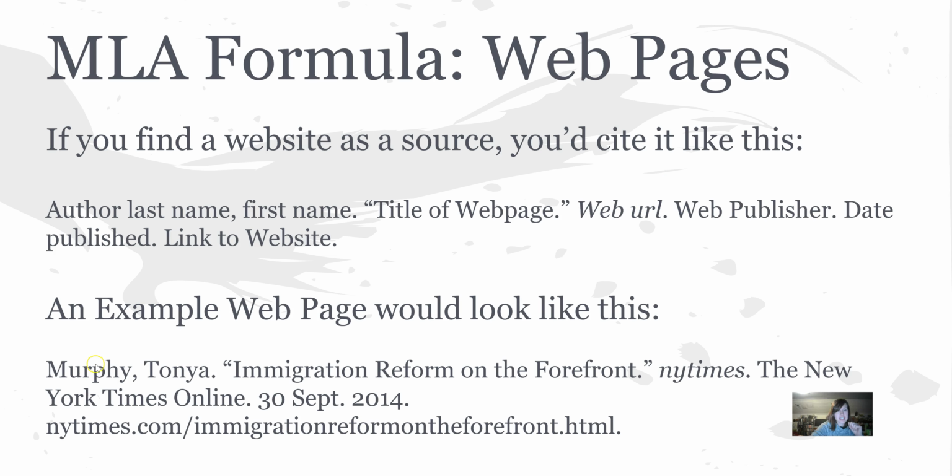So our example down here is Tanya Murphy. So we have Murphy, comma, Tanya. Immigration reform on the forefront. That's my title in quotation marks. My website, my web URL is NY Times. But NY Times is the New York Times online. So my web URL is this, but my publisher is this. So it's slightly different. And then I have my date published and a link to the site.